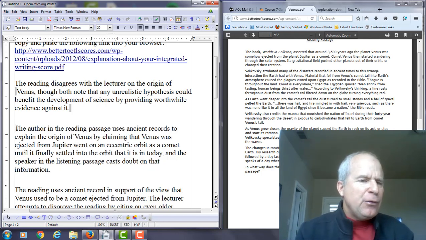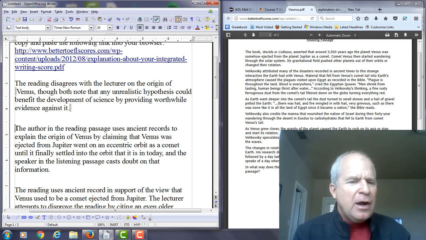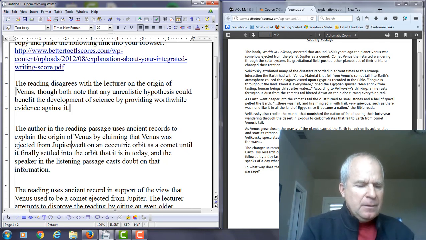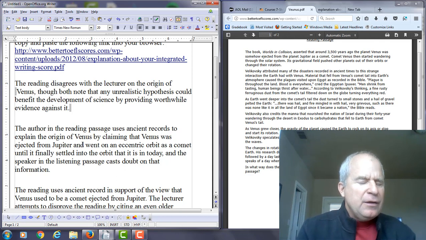So here it says, the author in the reading passage uses ancient records to explain the origin of Venus by claiming that Venus was ejected from Jupiter, went on an eccentric orbit as a comet until it finally settled into the orbit that it is in today, and the speaker in the listening passage casts doubt on that information.